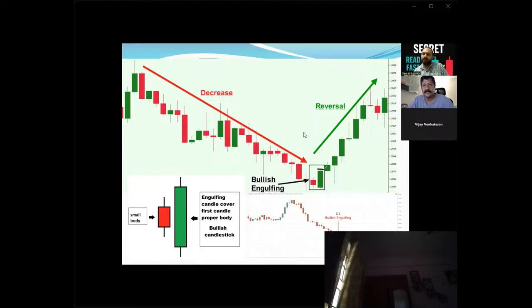If you think about a human being, we have to consider from head to foot. Similarly, for the candle we have to consider from the head, the top wick, till the bottom. Got it. So this is bullish engulfing.